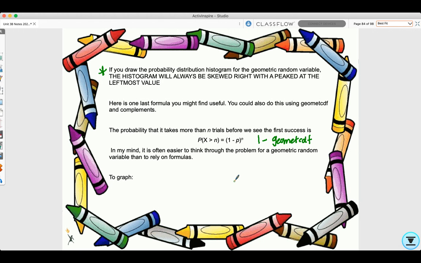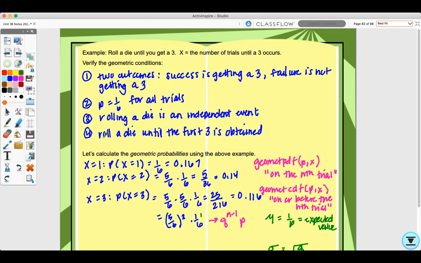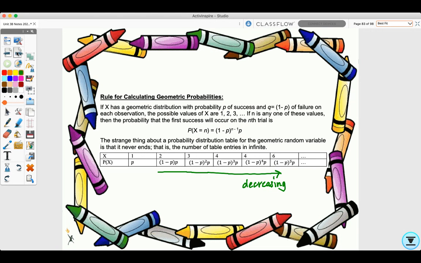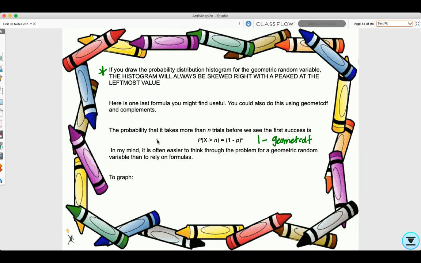In my mind, it's often easier to think through the problem for a geometric random variable than rely on formulas. So I often rely on thinking I'm getting it on the third one. So the first two would be 5/6 and 5/6. The third one would be 1/6. So I like to think it out better than actually going through and relying on the formulas that I have here and here. If you want to actually graph this, it's often easier to graph these.